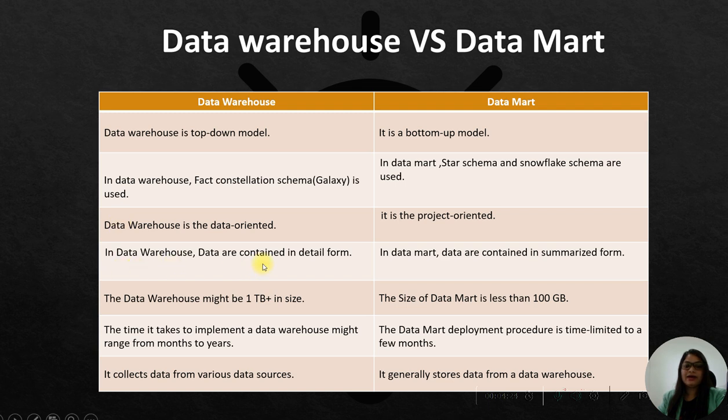In the data warehouse, data is contained in detailed form, but in the data mart, data is contained in summarized form. The size of the data in the data warehouse is 1 TB plus because we are storing a huge amount of data, and in the data mart it is only 100 GB or less. Then the time it takes to implement a data warehouse might range from months to a year, but in the data mart the deployment procedure is time limited to a few months. The data warehouse collects the data from various data sources, but in the data mart we generally store the data from the data warehouse.